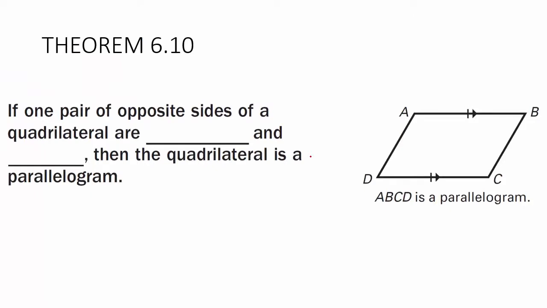Theorem 6.10. If one pair of opposite sides of a quadrilateral are congruent and parallel, then the quadrilateral is a parallelogram. So if we are given that one pair of opposite sides are congruent, so angle D and angle B are congruent, and that their opposite sides are congruent, then we can say that the quadrilateral is a parallelogram.